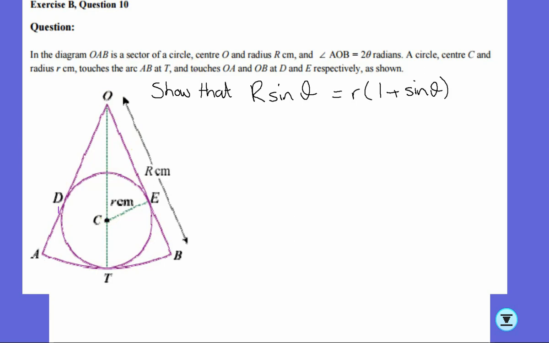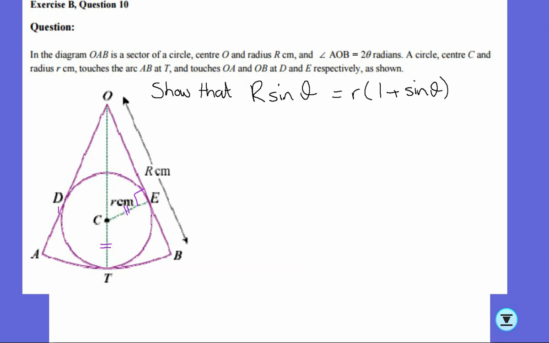So the fact that that's a tangent, and they've drawn the radii going to the tangent, immediately I want to put a right angle sign here, so I'm going to. Now when I have lines that are the same length, I always like to mark them on. I think that's really useful. Okay, so we have to show that R sine theta equals little r (1 + sine theta).